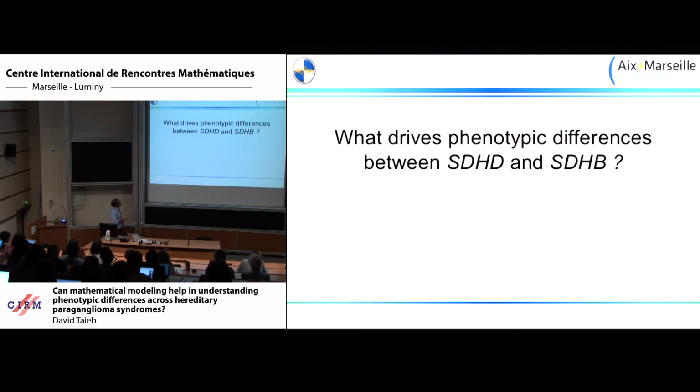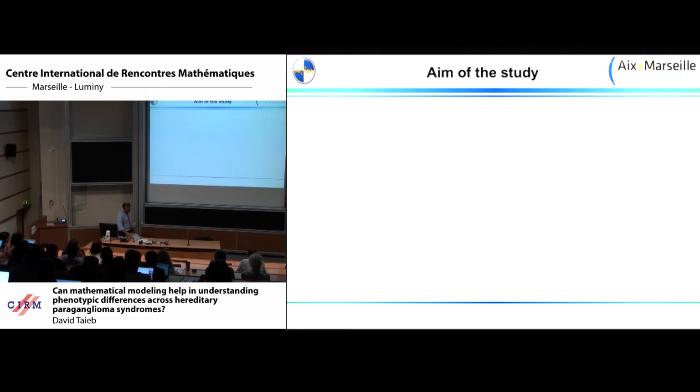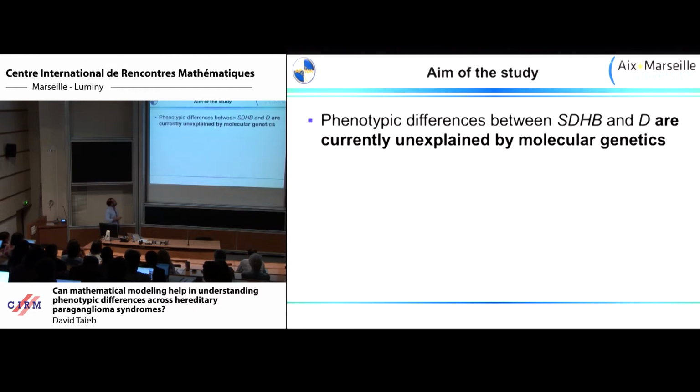So what drives phenotypic differences between these two disorders? Phenotypic differences between SDHB and SDHD are currently unexplained by molecular genetics.